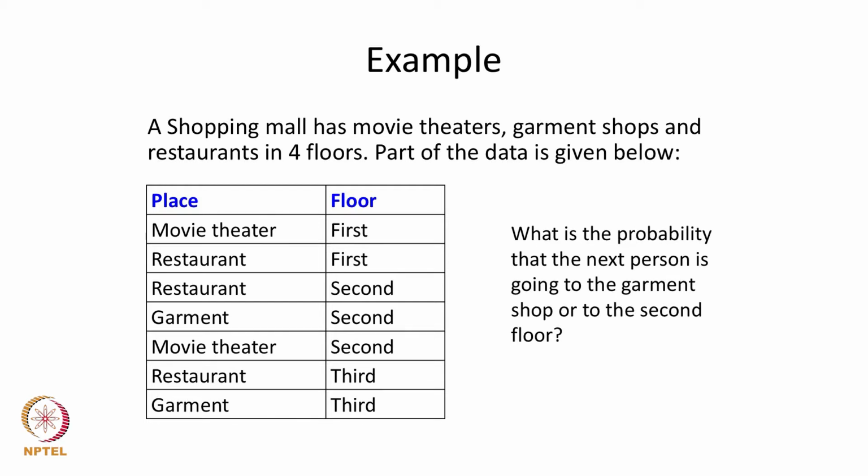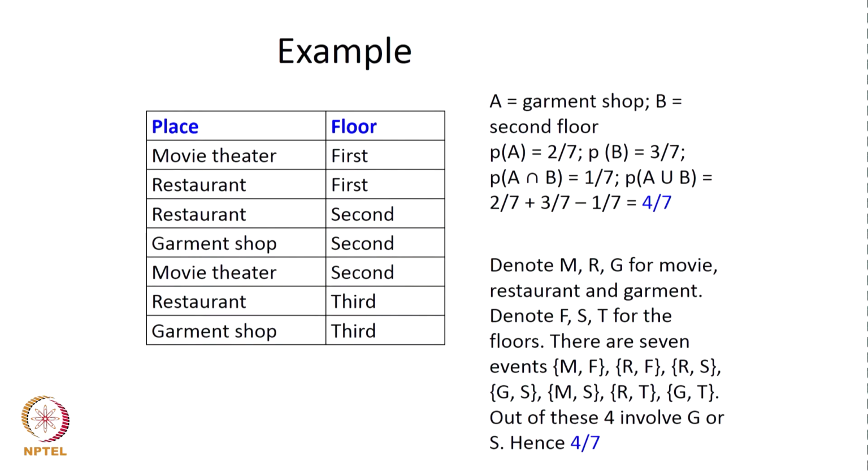So if the person is going to the garment shop, the person can go to a garment shop in the second floor as well as third floor, and if the person is going to the second floor, the person could be going to either the restaurant or a garment shop or a movie theatre. So let A represent the garment shop and B represents the second floor. So now P of A is 2 by 7 because there are 7 items and 2 of them are garment shops. Let us assume that equally likely that people go to each one of these.